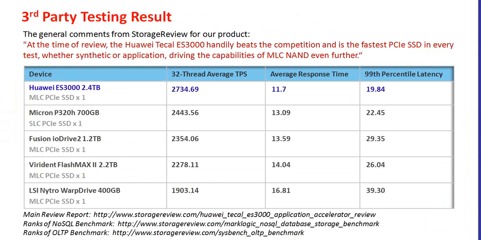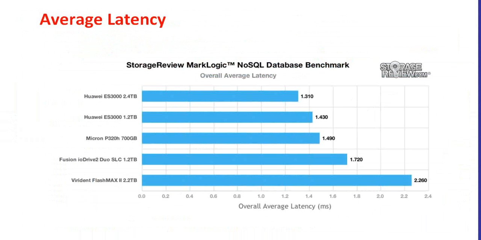Next, please. This is another Storage Review benchmark, MarkLogic. This is a NoSQL database benchmark they did. The results are very obvious. Huawei's 2.4 terabyte got an overall average latency of 1.3. The 1.2 is 1.4. Then Micron is 1.4. The Fusion ioDrive again is very high, at 1.7. And then Virident, which was actually bought by HGST, Hitachi, is now at 2.3.